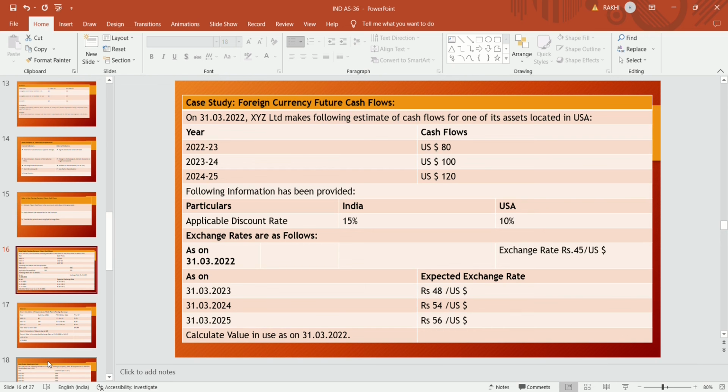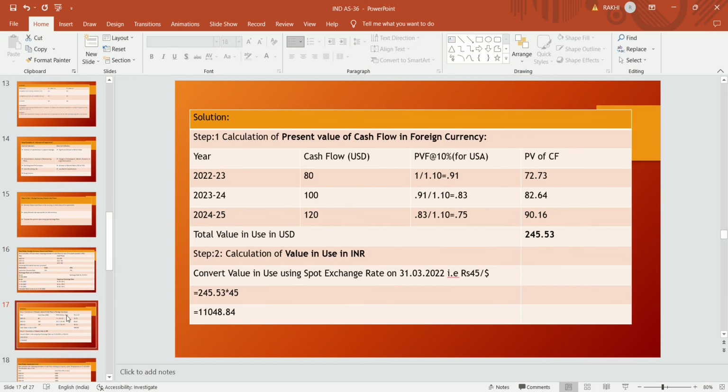And the data of the 23 spot exchange rate and 24 spot exchange rate is not valid because they are of no use. Then we will calculate the value in use as on 31st March 2022. Firstly, we will find out the present value of the cash flow in foreign currency. So step 1 is to determine the present value of cash flow in foreign currency.